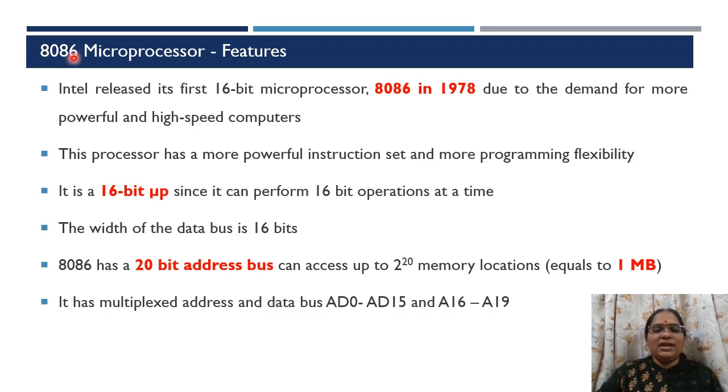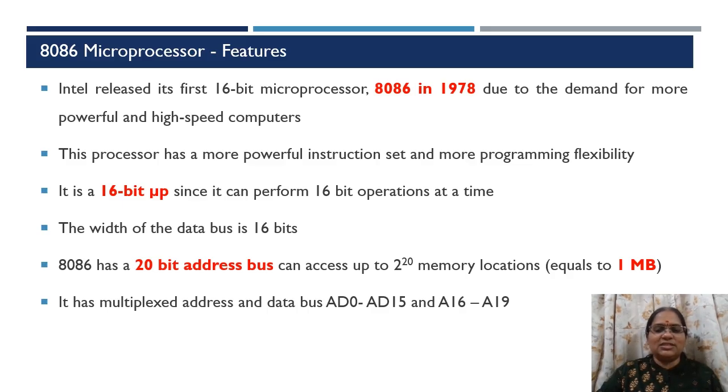Coming to the 8086 microprocessor, which is a basic 16-bit processor, we'll be seeing it now. Intel released its first 16-bit processor, the 8086, in the year 1978 due to the demand for high powerful and high speed computers. It has a powerful instruction set and more programming flexibility. When you say a processor is of a particular bit size, it means that it can perform that many bit operations at a time.